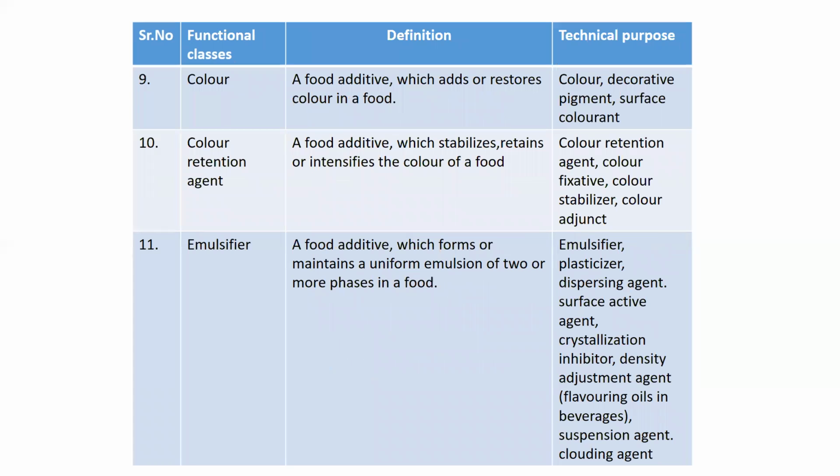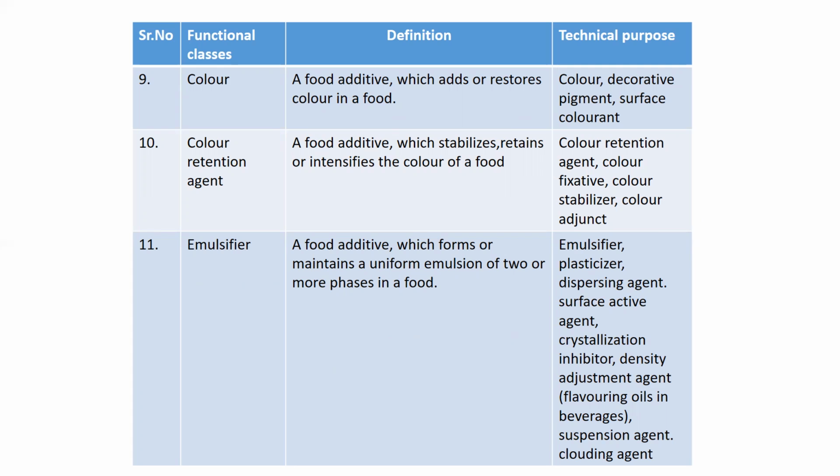Next is color. So color is also a food additive which adds or restores color in a food. For what technical purpose are they used? As a color, as a decorative pigment, as a surface colorant. Next is color retention agent. Color retention agents are the food additives which stabilize, retain, or intensify the color of a food. They are used as a color retention agent, color fixative, color stabilizer, or color adjunct.